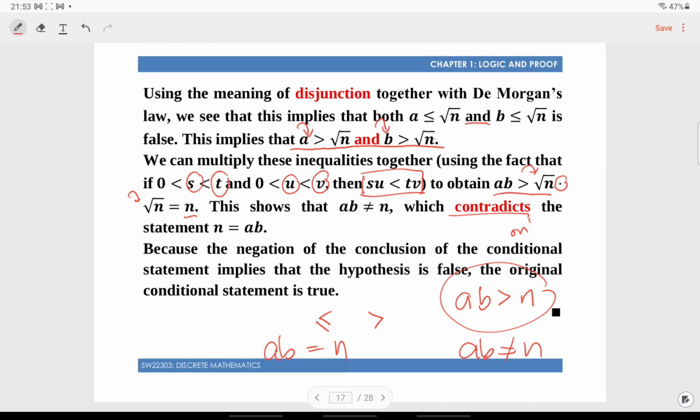So this is how to prove by using the contraposition method. The key point here is that the first step is to assume that the conclusion of the original conditional statement is false. From that, we prove until we meet a contradiction. Once we find a contradiction, we come to the conclusion that the original statement is true.